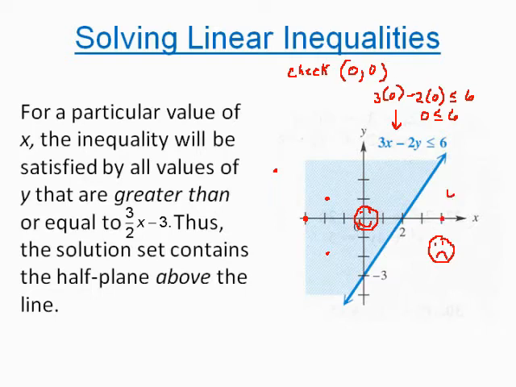If you don't believe me, let's take a point here. I'm going to check the point 4, 0. I will show you that if you plug 4, 0 into this inequality, so we plug 4 in for x, so 3 times 4, and 0 in for y, minus 2 times 0 is less than or equal to 6, you end up, ladies and gentlemen, with a false statement. So no points on that side of the inequality will work.